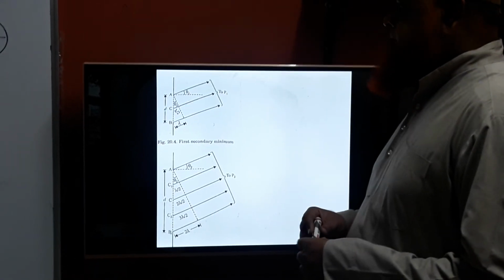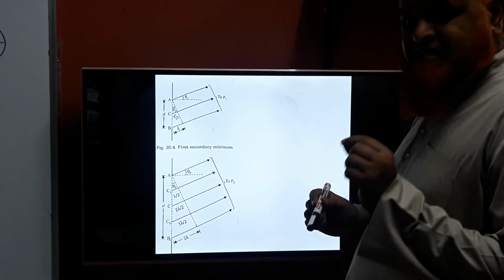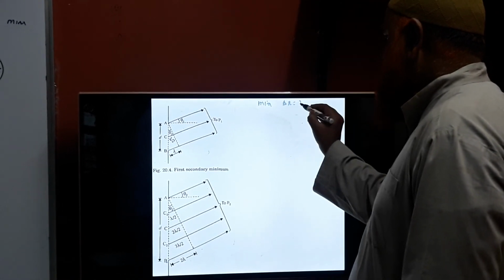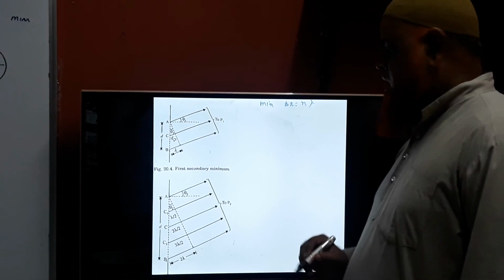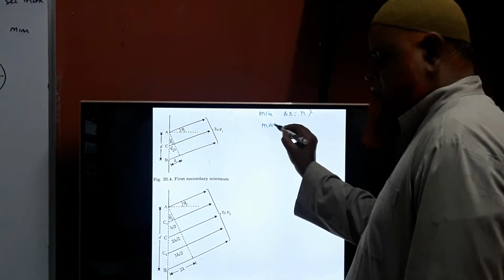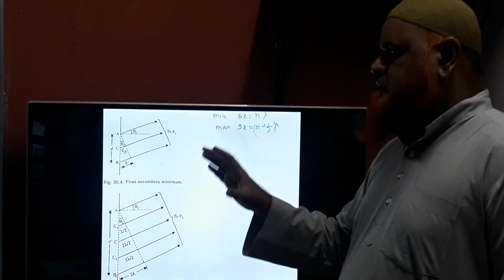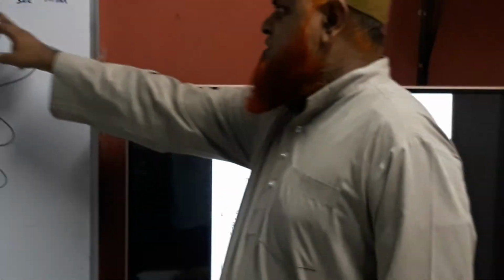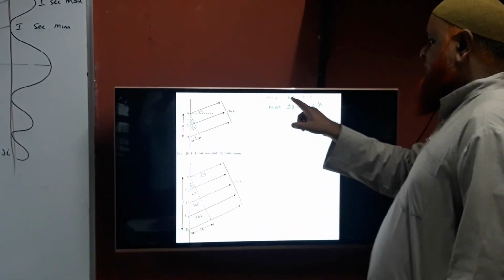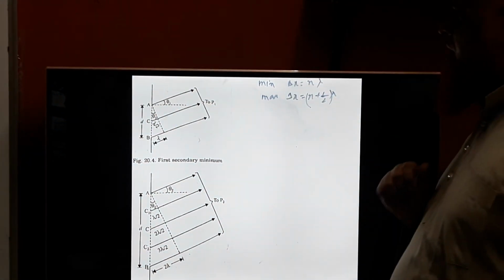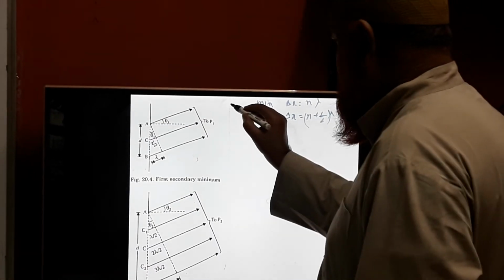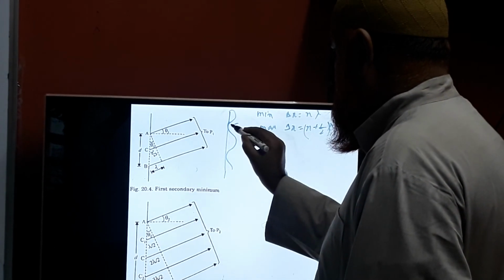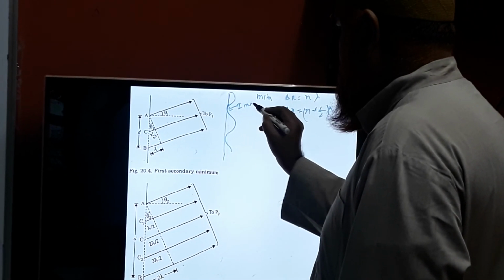Okay. So next, why do we consider for minima that delta x is equal to n lambda? Why is it so? What is the reason that for minima, at this place, delta x is considered to be n into lambda? Here, to get minima, for example, if I draw the screen here, this is going to be the first minima.